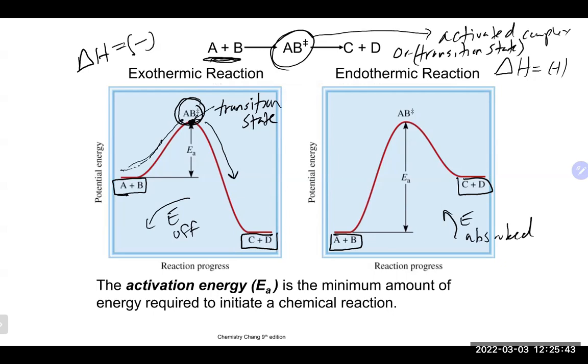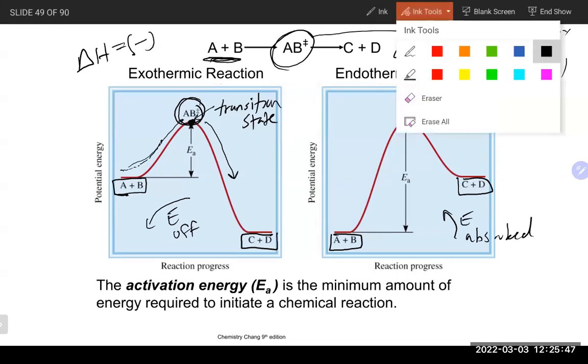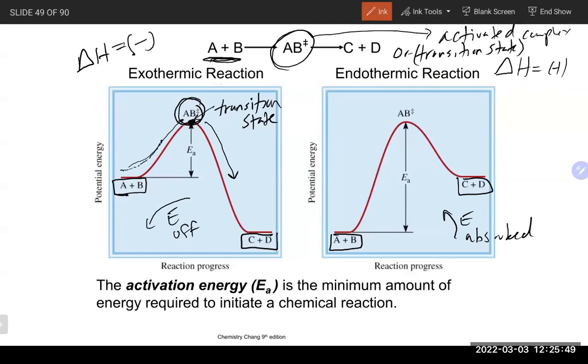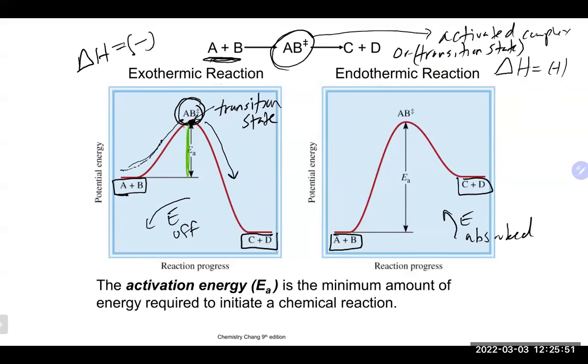Now, speaking of this hill they are climbing to get to the top, this hill is referred to as the activation energy. This hill right here is the E of A, the activation energy, and that is the minimum amount of energy required for a reaction to take place. When molecules collide, they need that minimum amount of energy for the reaction to take place. It's that energy that gets them up and over the hill to the other side.